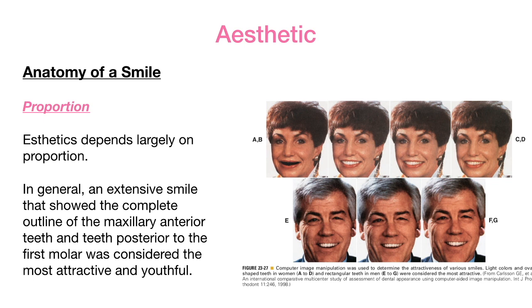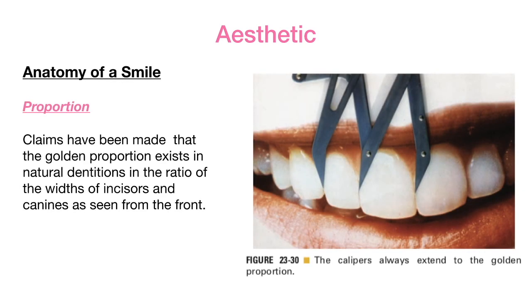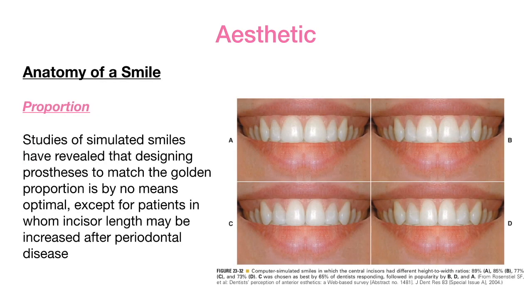Try always to understand the proportions, because aesthetics depends largely on proportions. Anything that we see as very nice depends on a perfect proportion or golden proportion. So the posterior to the first molar was considered the most attractive and youthful. Anatomy of a smile. The caliper always extends to the golden proportion. I talked about this in my previous lecture on digital smile design, how to do smile analysis, and how to make the proportion of the smile.